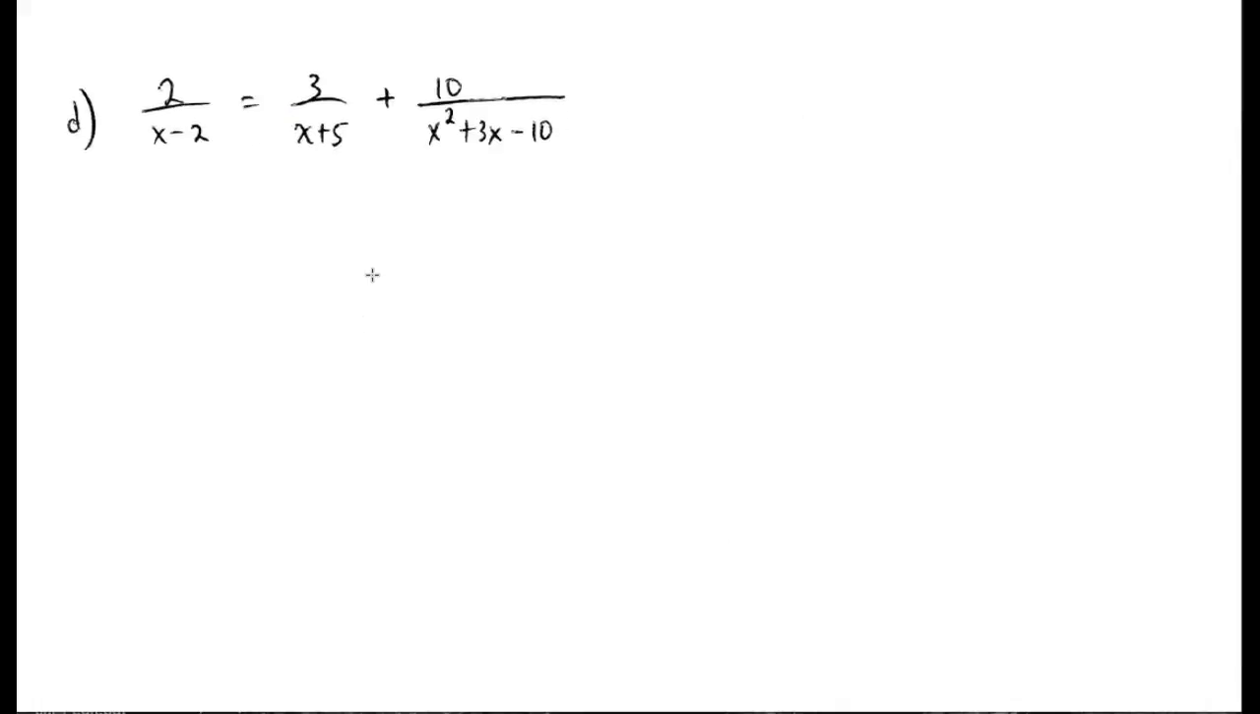So for this example, this is a case where we want to try to factor out what we can here. Okay, so we see x squared plus 3x minus 10. If we factor that out, we're suspecting that it's just going to be x minus 2 times x plus 5, but we just want to be sure.